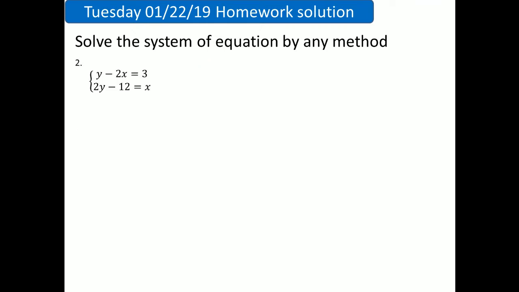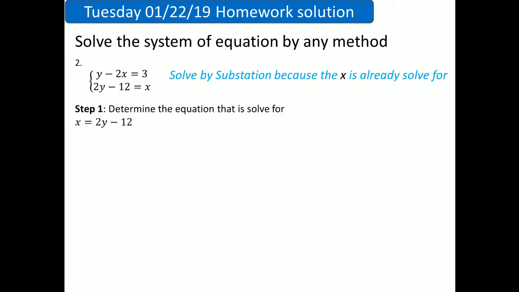Number 2, solve the system of equations by any method. We have a system here. I'm going to solve by substitution because the x is already solved for. What do I mean by that? Notice how the x is by itself. That's what it means by already solved for.